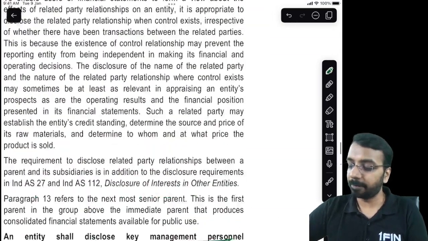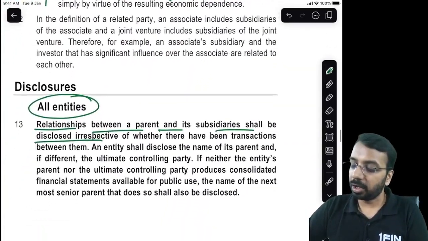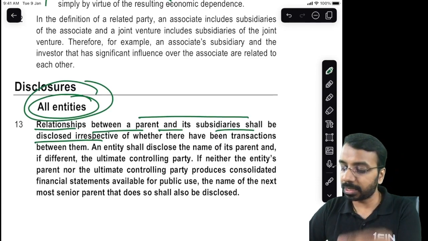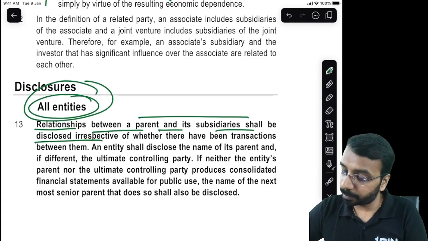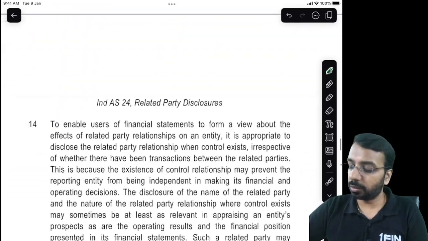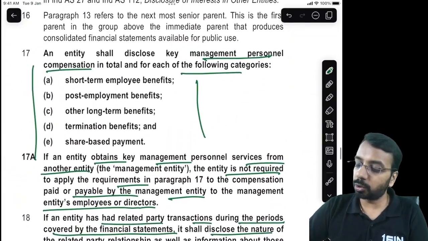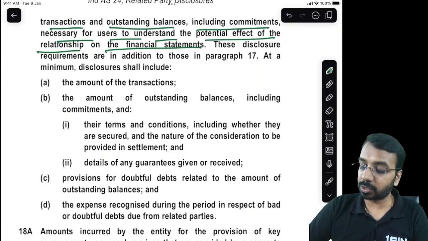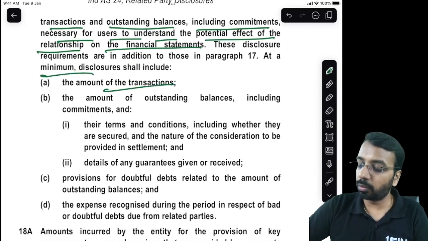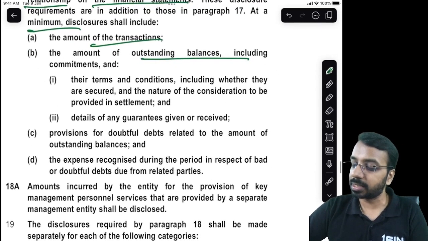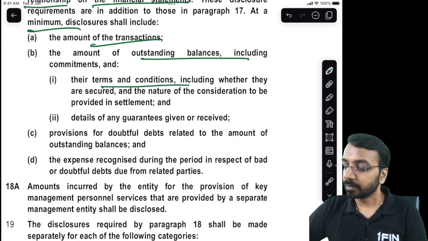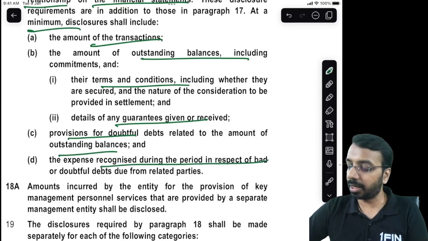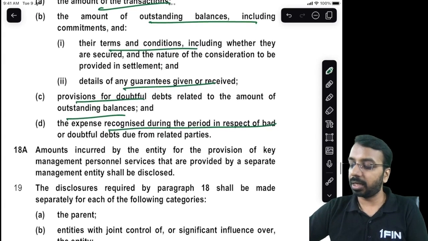Now, please understand, what did we say here? For all entities, when there is a parent and subsidiary relationship, you will have to disclose that relationship. Means when there is control, you have to disclose the relationship. Then compensation to KMP you need to disclose. Then if there is a related party transaction, you have to make disclosures. Minimum disclosures are the amount of the transaction, amount of outstanding balances, then terms and conditions, guarantees received, provision for bad debts, and expenses recognized during the period. All of those things you have to disclose.